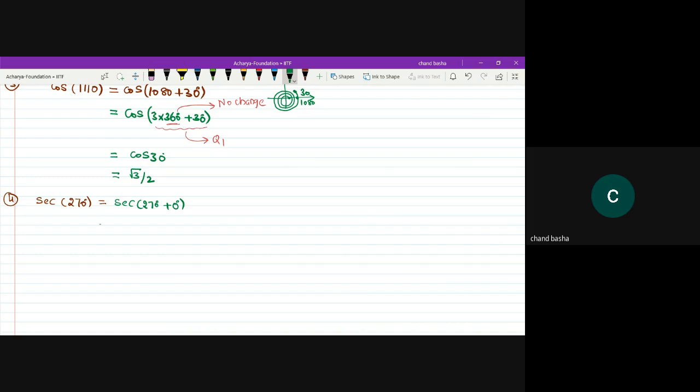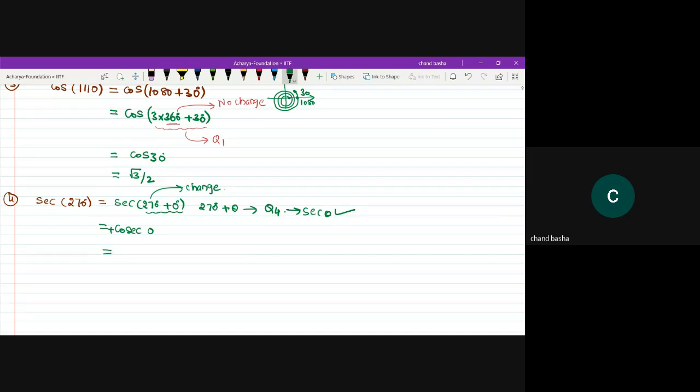270 plus. Whenever we are using 270, there is a change in trigonometric ratio. So change means secant becomes cosecant of 0. Let us see. So 270 plus theta. Which quadrant? Quadrant number 4. In quadrant number 4, secant is allowed, so the positive sign will be assigned.